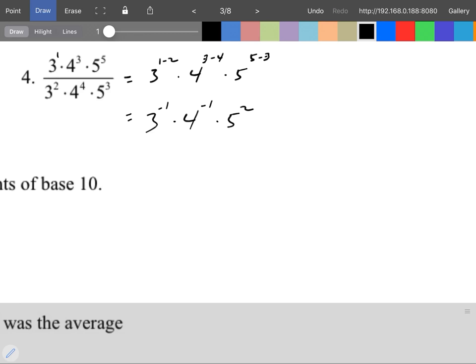All right, well, you can't leave your answers with negative exponents. So what do you like to do? What do you have to do whenever you see a negative exponent? Aiden, do you know? What do you do when you have a negative exponent?